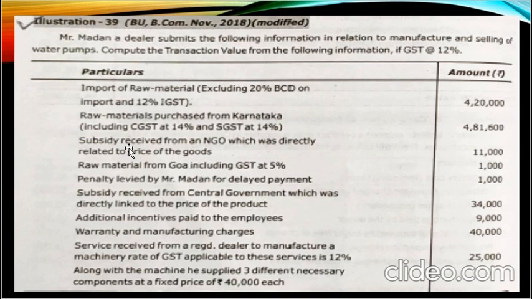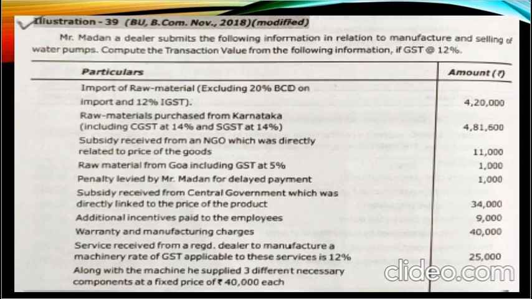Services received from registered dealer to a manufacturer, a machinery, rate of GST applicable to these services 12%, which is 25,000. Along with the machine, he supplied 3 different necessary components at a fixed price of rupees 40,000 each. So this is the question, and these are the information which was given in the question.